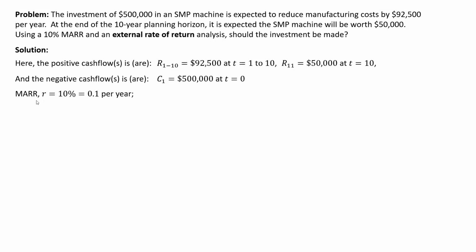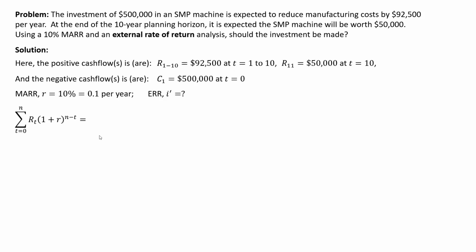All right. So what do we do? Minimum attractive rate of return. In this case, we are supposed to call it lowercase r, and that is 10%. That is 0.1 per year. ERR is i', and the thing is, what in the world is ERR? That's what we need to find. So if we do this, sum up all the positives. Well, these are 92,500 occurring every year from t equals 1 to 10.